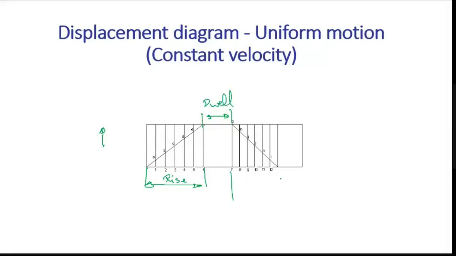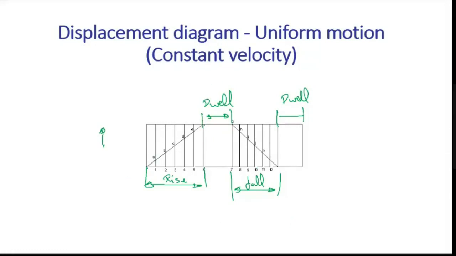Then your follower is coming down. It reaches the top and then comes down again. So this is fall, right? And then again you have no movement, that is dwell. So you have two dwells, one rise and one fall. Based on the angle, you can split it accordingly and mark these points.